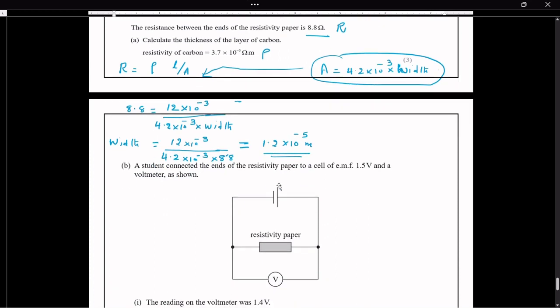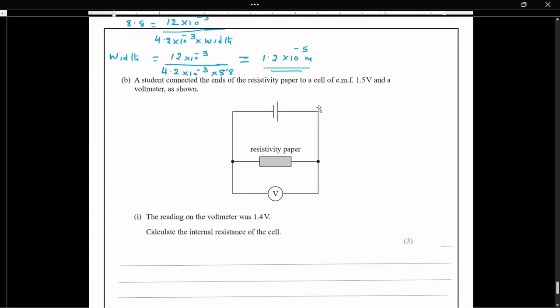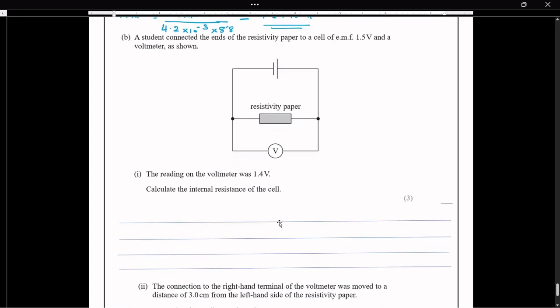Now we are coming to the next part of the question. A student connected the ends of the resistivity paper to a cell of EMF 1.5 and a voltmeter as shown. The reading on the voltmeter was 1.4. Calculate the internal resistance of the cell. This is a direct question.